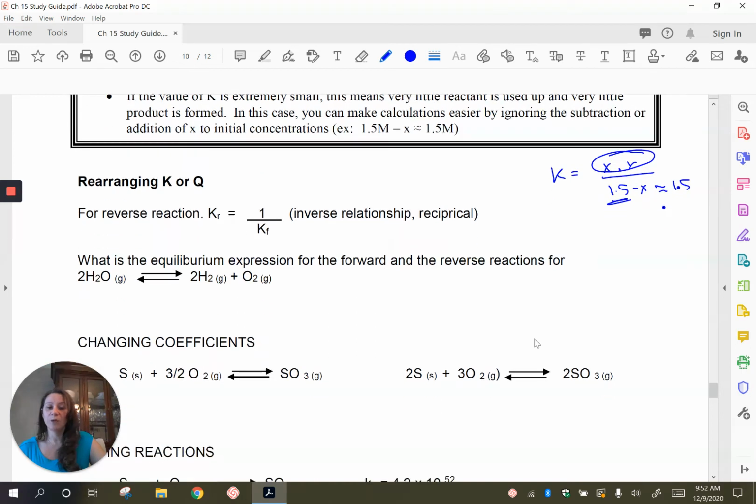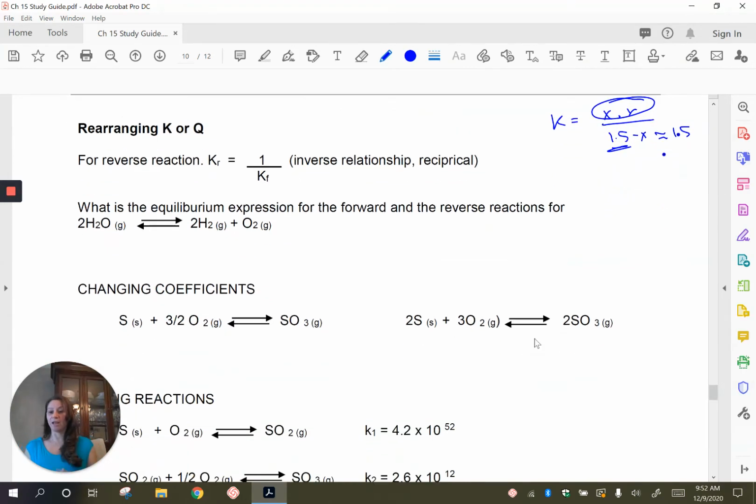Now, if we know K or Q for a reaction, we can actually know K or Q for a similar reaction. So we can rearrange K or Q a little bit to get the value for a similar reaction. So for example, if you have a reversible reaction, K for the reverse reaction is going to be 1 over K for the forward reaction. Basically, whatever you do to the reaction, you do to the power of K.